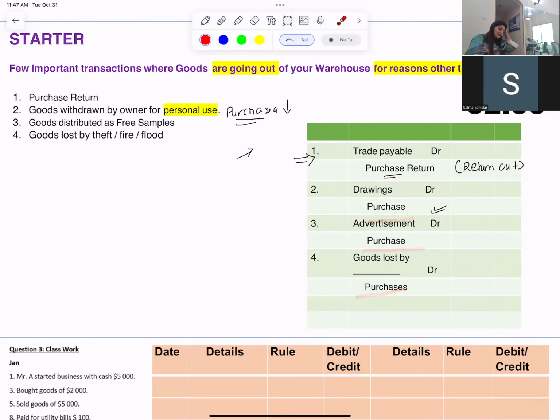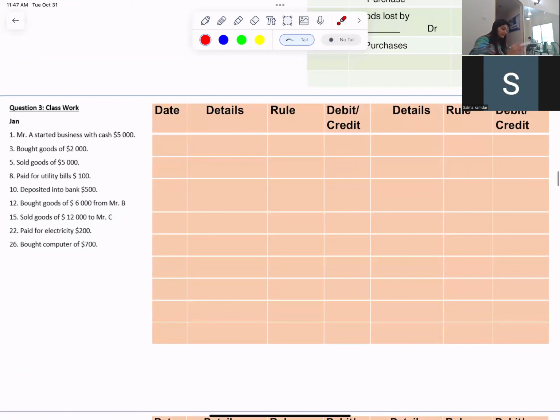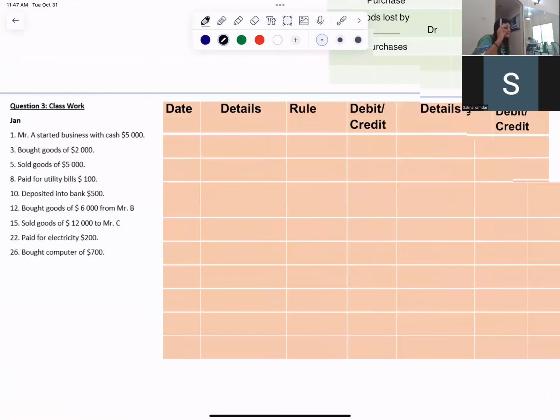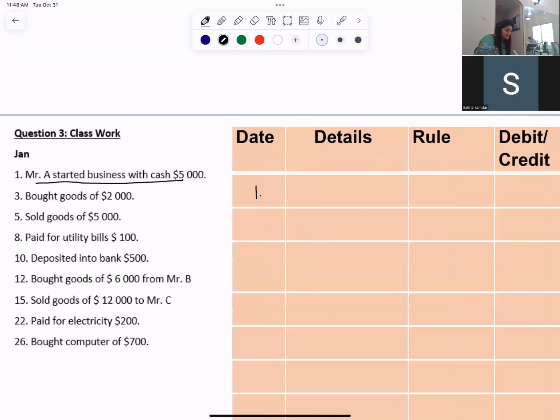Are you with me? Now let's go to the questions of journal entry. You will be given a transaction. Your first transaction over here is Mr. A started business with cash 5,000. What you have to do is first analyze the two accounts that are involved in this. The first account that is involved is cash. The second account that is involved is capital.